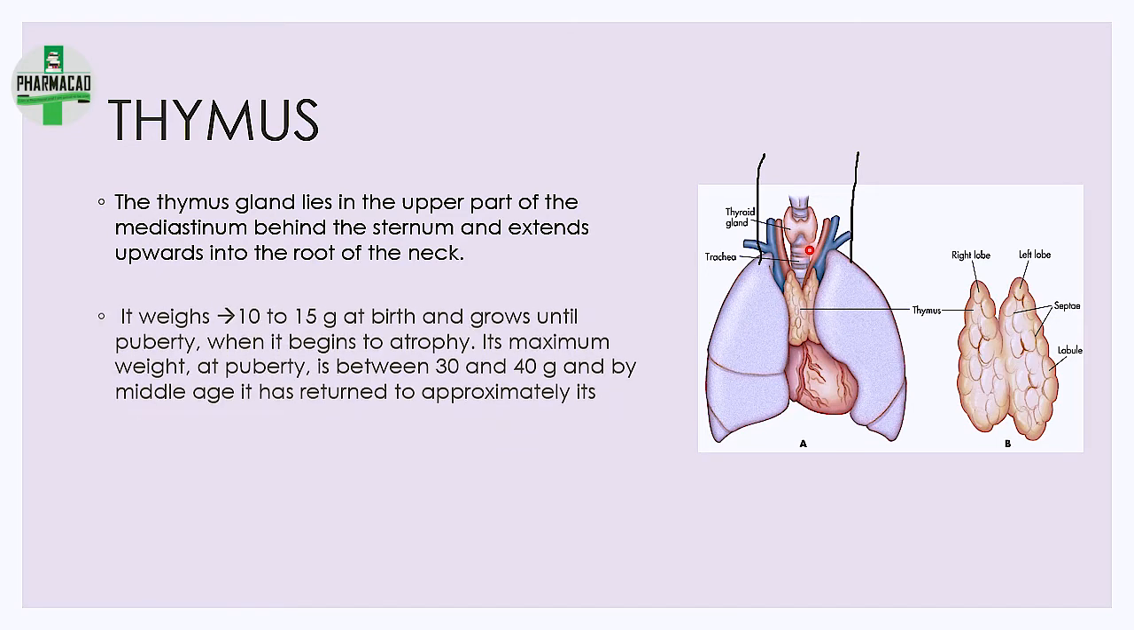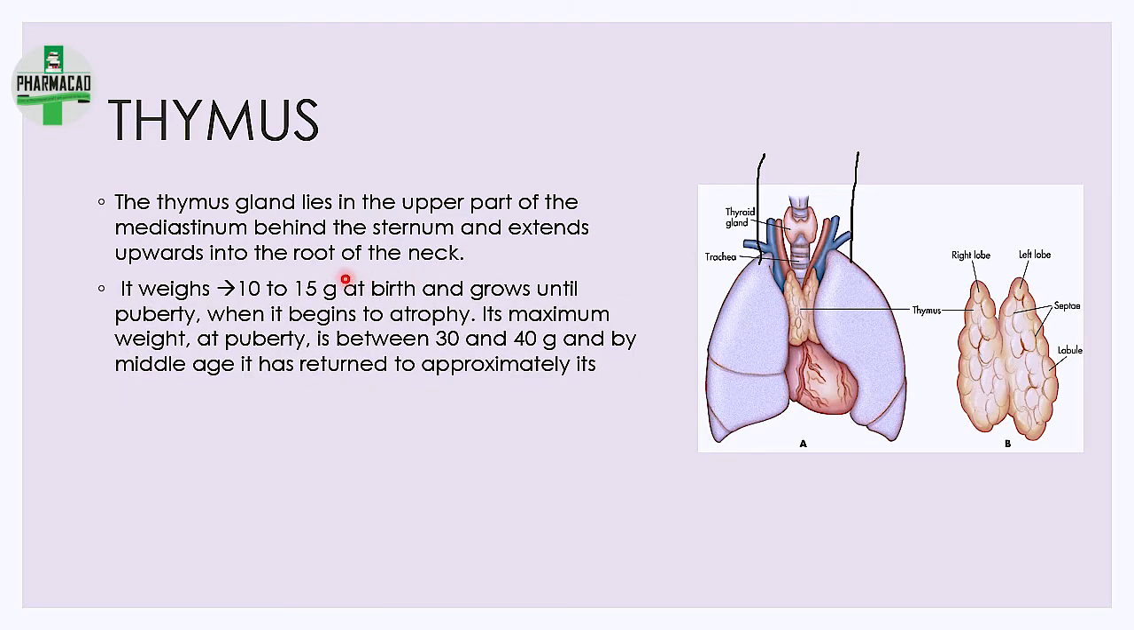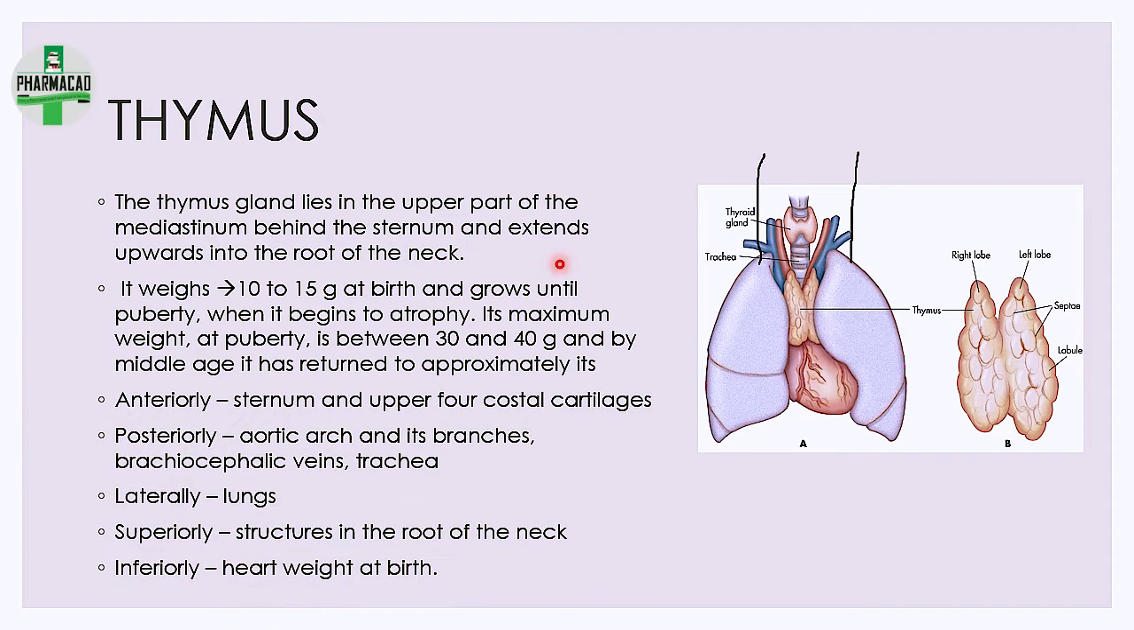Fine. It weighs around 10 to 15 grams at birth and then it grows until puberty. After puberty, it begins to atrophy. That is, it begins to reduce in size. Maximum उसका function puberty तक होता है, puberty पे होता है, जब उसका वजन 30 to 40 grams होता है, and by middle age, it has returned to approximately its birth weight. Okay? Then we see the relations.